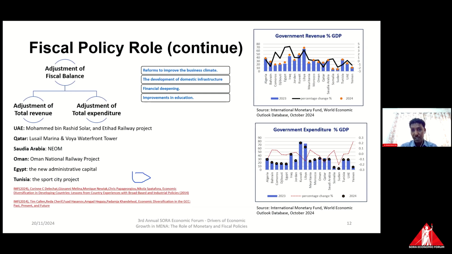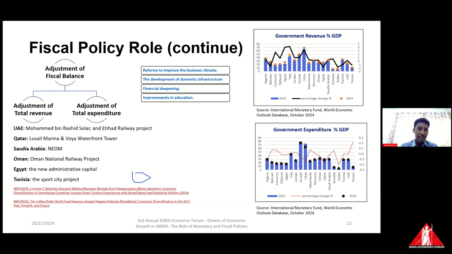And of course, you know, GCC economies are implementing very ambitious economic diversification programs that go in line with the strategic vision of these countries. You know, for some of the countries, the strategic vision lasts until 2030, 2035.